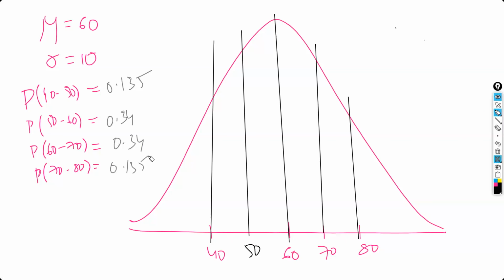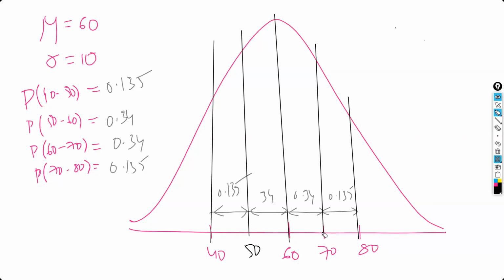0.135. See, I'm writing here, not distance. Distance means again 40 to 50, the distance is 10. I'm not saying that one. Probability. From here to here it is 0.34, and from here to here it is 0.34. Now from here to here it is 0.135. Now what is the probability between 50 to 70? Obviously you have to add these two only, 50 to 60 and 60 to 70.